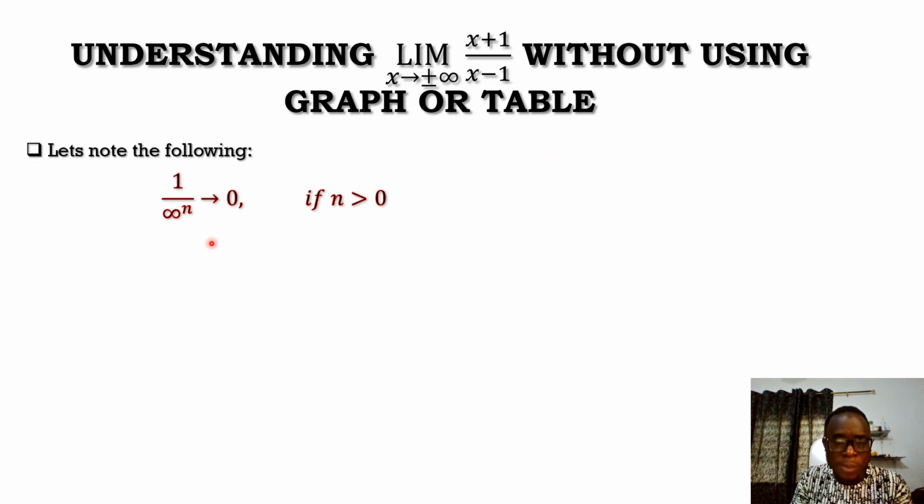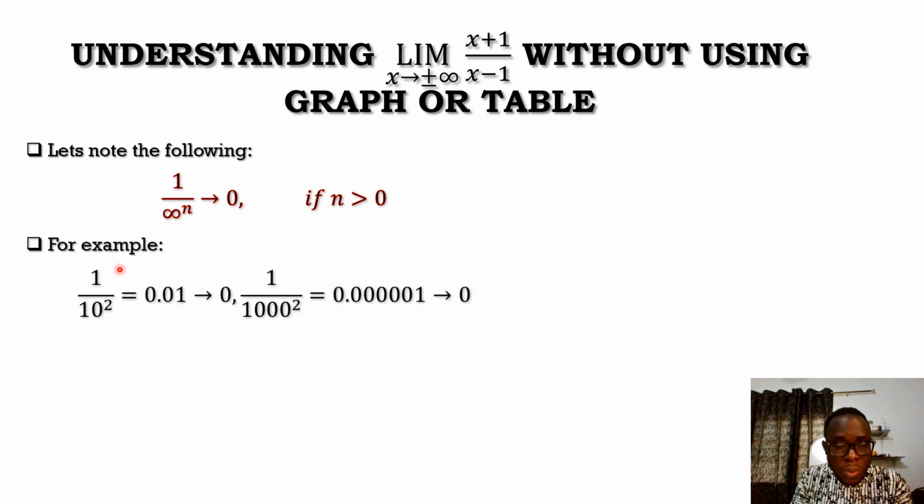Now let's note that when you have 1 divided by infinity raised to the power n, where n is greater than 0, which means that n is positive. For example, we have 1 over 10 power 2 equal to 0.01, which is also approximately 0. We have 1 over 1000 power 2 equal to 0.000001, which is also approximately 0. So when you have 1 divided by infinity raised to the power n, where n is a positive number, the whole expression will be approximately 0.